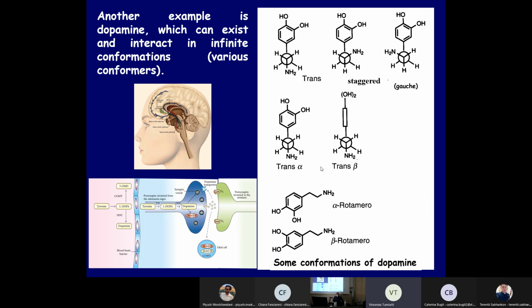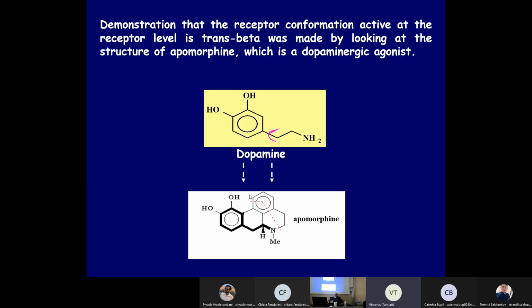You will see this in a future chapter of the course. They investigated a lot of different conformations, and they found that this rotamer, called the alpha rotamer, is the active conformation of dopamine. How do they know that this conformer is the active conformer of dopamine?